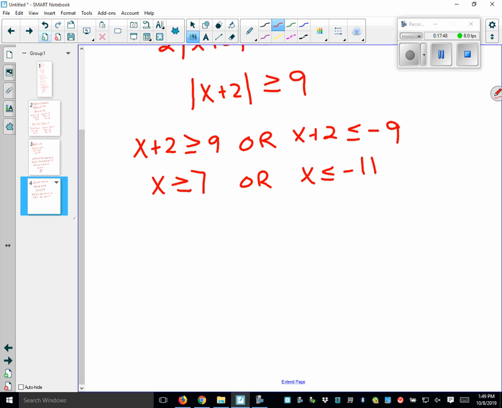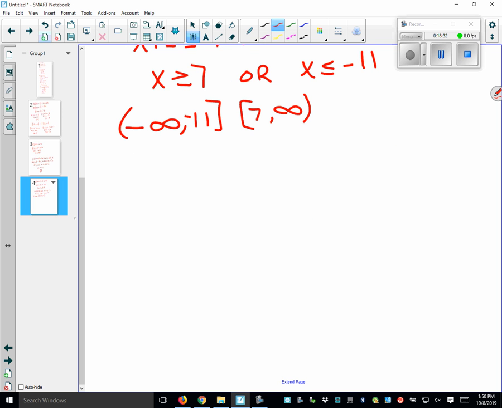How do I write this in interval notation? Negative infinity to negative 11 bracket, then... Is that right? Are you all with me on this? An equal to gets a bracket. A less than or greater than just gets a parenthesis. Let's do a hard one. All right? Harder, maybe I should say.